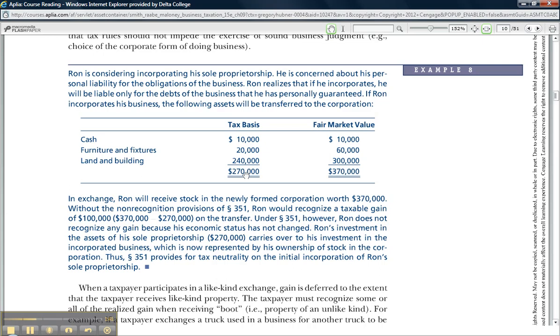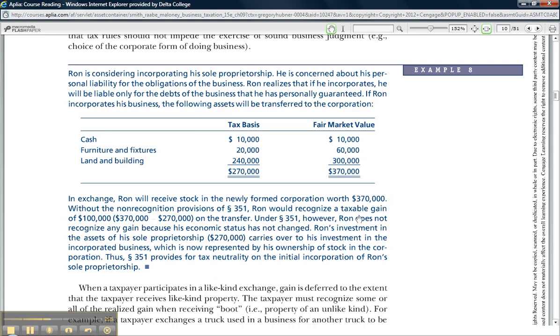Well, the government realizes this is ridiculous because he's not changing his economic status at all. He simply wants to run his business as a corporation, and the government feels, rightly so, that this should not cause an undue tax hardship on somebody. So they created this provision, Section 351 of the Code, that says you're not going to have to recognize any gains or losses on a transfer of property to a corporation if, and this is discussed later, the person transferring the property, or aggregated group of people transferring the property, owns at least 80% of the stock of the corporation after the transfer. In this case, it's only one person, Ron. He's going to own all the stock after the transfer. So Section 351 is going to apply.